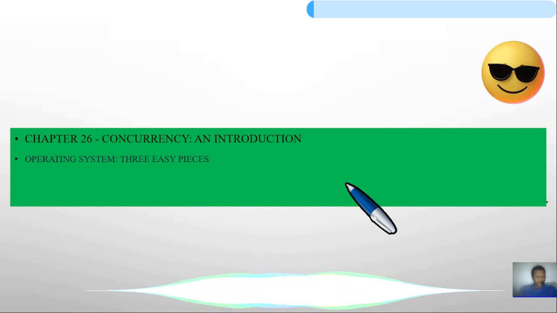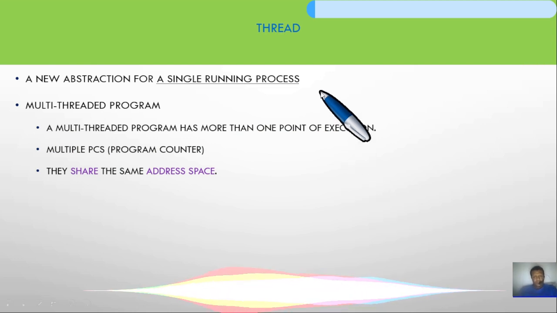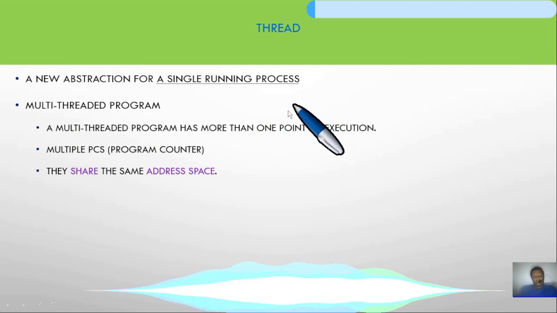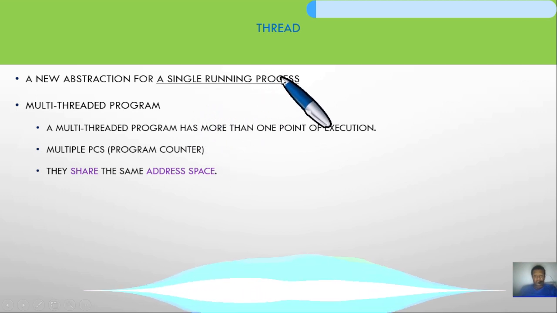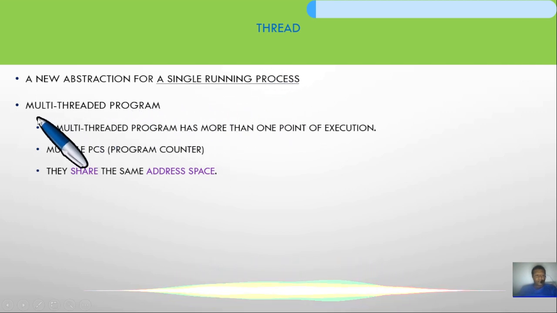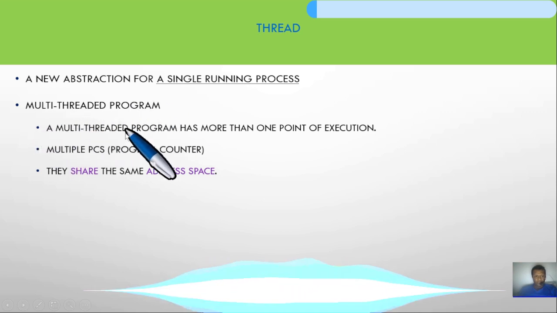Okay, this is chapter 26 of Operating Systems: Three Easy Pieces. So let's get into it. The concept of a thread is a new abstraction for a single running process, and we have multi-threaded processes, multi-threaded programs as well.